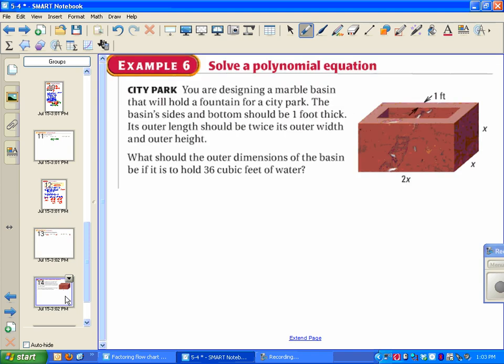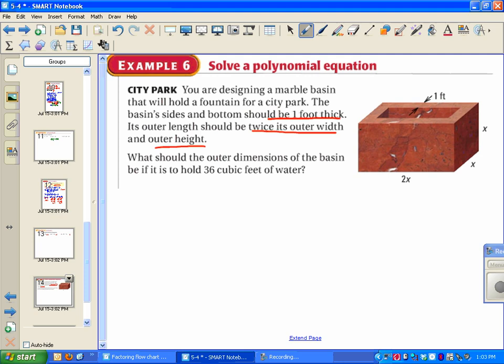Now your favorite part, the word problem. So please pause it, see if you can figure out what's going on, and then unpause and we'll break this down. All right, so we're trying to figure out the volume, right? We know the basin sides and bottom should be about 1 foot thick. That's going to help us. The outer length should be twice its outer width and outer height. So that's already labeled for us.